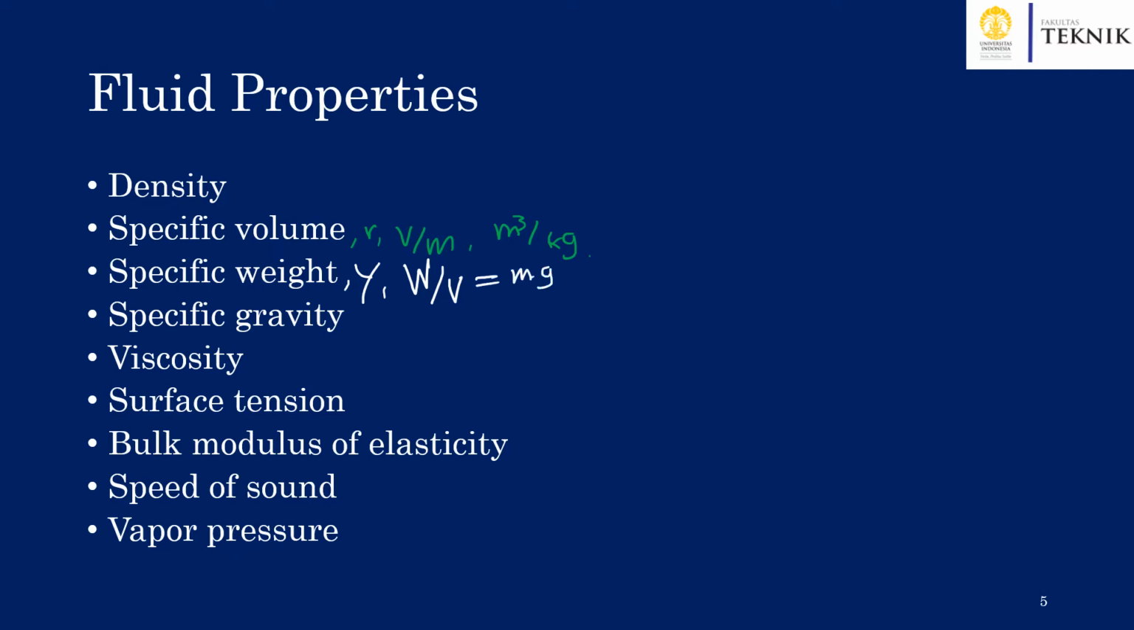Specific weight, normally symbolized as gamma, is a ratio between weight and volume, or equal to mass multiplied by gravity and divided by volume. Therefore, it has units of Newton per cubic meter. Specific weight is normally used to analyze or represent the weight of a fluid system.